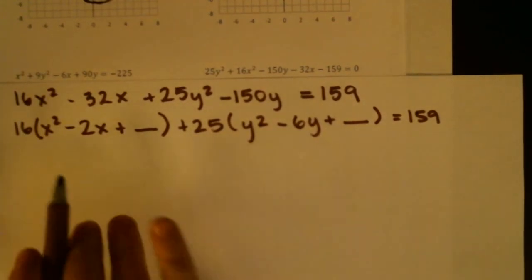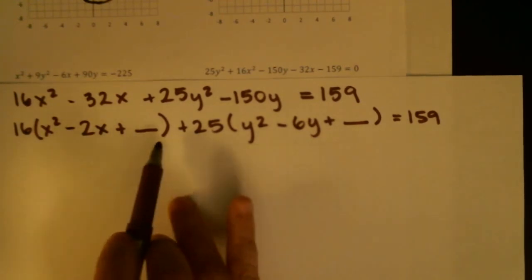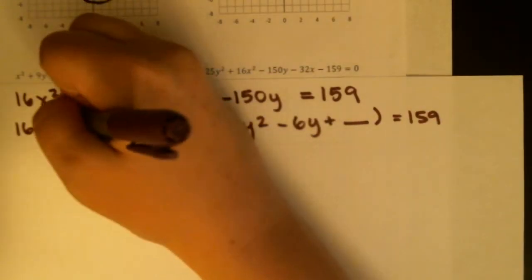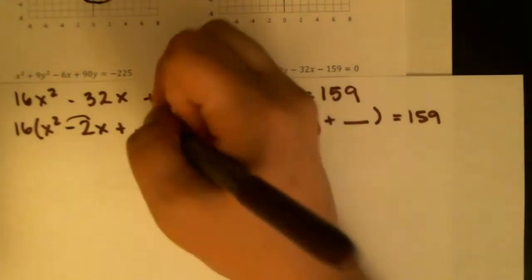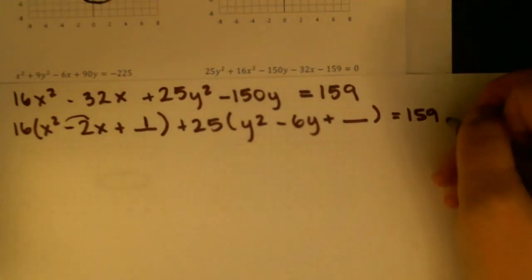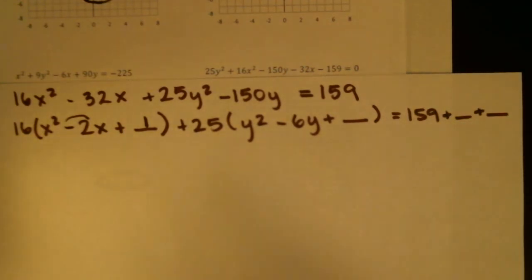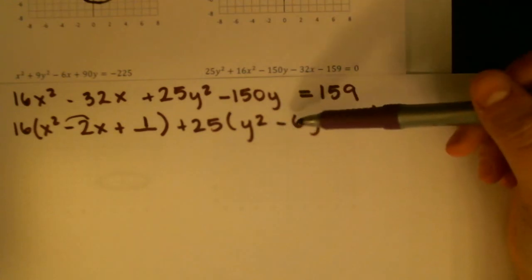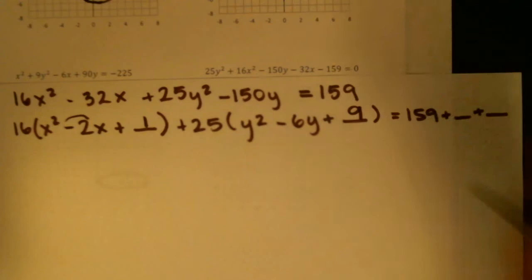Okay, so here we need to figure out what to add to x squared minus 2x to make it factor into a perfect square. So if we take the negative 2 and we cut it in half, we get negative 1. When we square it, we get positive 1. Let me make sure while I'm at it, I put my 2 over here so I don't forget. Okay, for y squared minus 6y, we need to take negative 6, cut it in half, we get negative 3, square it, we get 9.